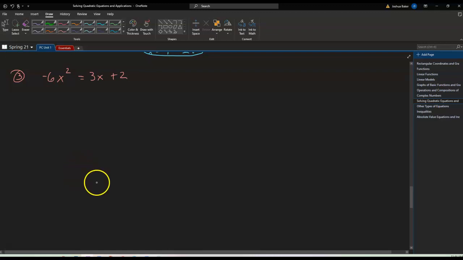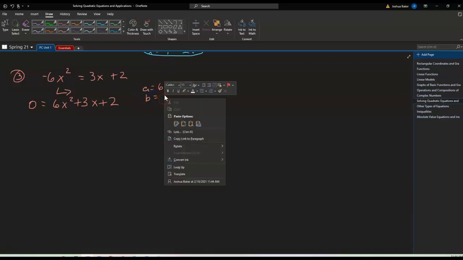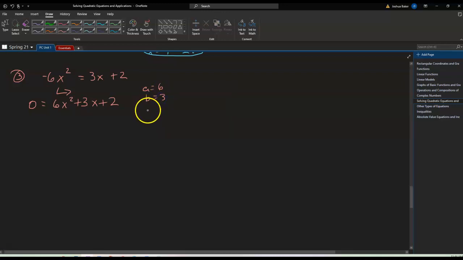Notice that I need to have one of these sides equal to 0, and I really don't like my squared term to have a negative coefficient. So I'm going to add the 6x across. And so this is what I'm looking at here. Okay, I've got an a that is a 6, a b that is a 3, and a c that is a 2.